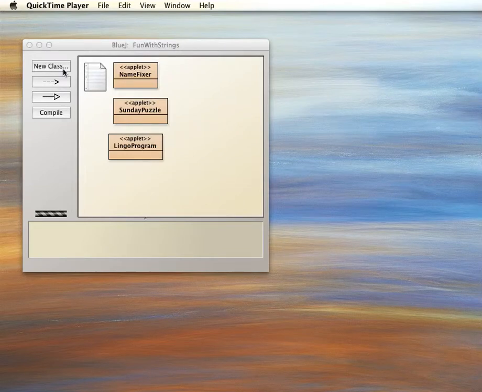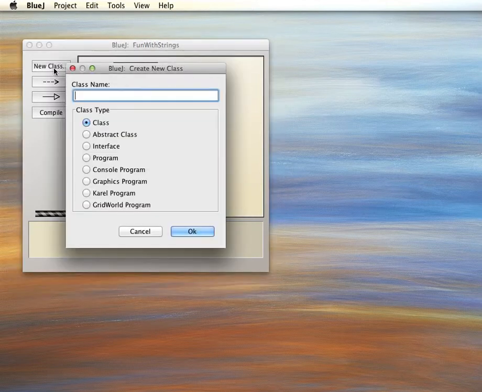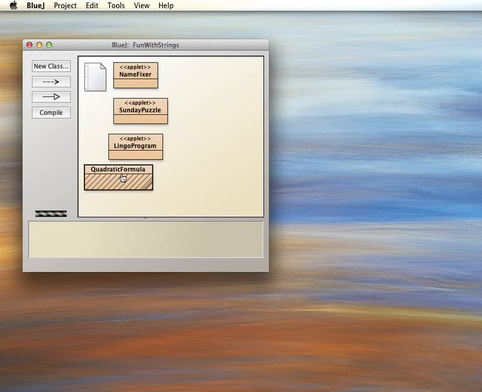You can just put it wherever you want in the same project. This one is going to also be a console program, and it's going to be called Quadratic Formula. You probably have a program that does exactly this on your TI-84 calculator. We're going to write it in Java, and it's basically going to, no surprise, do the quadratic formula.